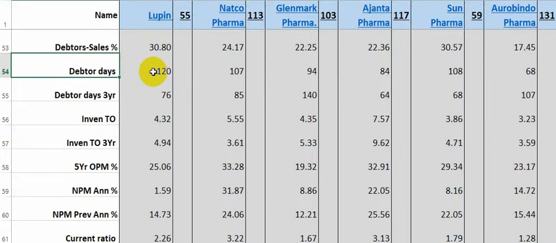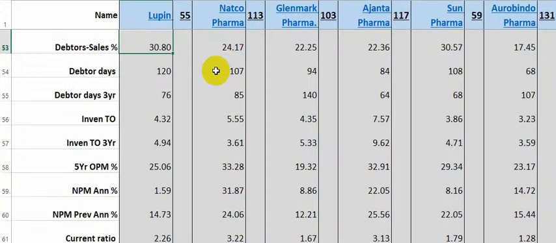We don't want the credit period given to the customers to exceed 90 days. We want the collection by the company to be done in less than 90 days. Anything above that is a kind of red flag because very high credit days means higher chances of bad debts or customers not paying back to the company. Lupin is taking 120 days, which is the highest in the peer group companies, to collect payment from its customers. Not only that, but compared to this year's sales, 30% of that was still pending to be collected.